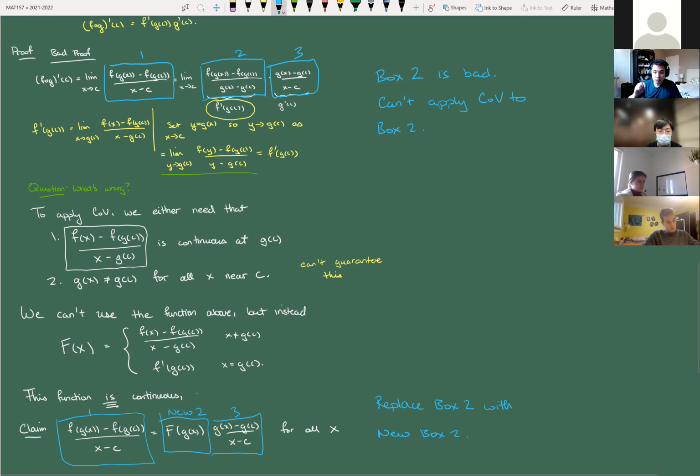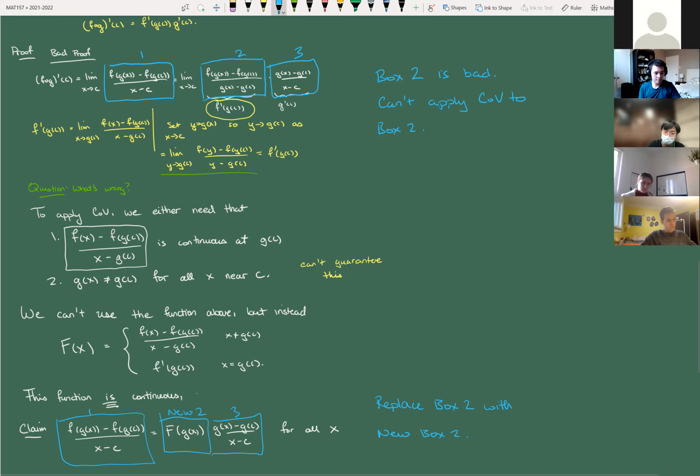What my claim is, ignore the limits. These are equal as functions. It doesn't make any difference whether I use old box 2 or new box 2. Box 1 is equal to both old box 2 times old box 3 and new box 2 times new box 3. Does that make sense? So that's the claim.